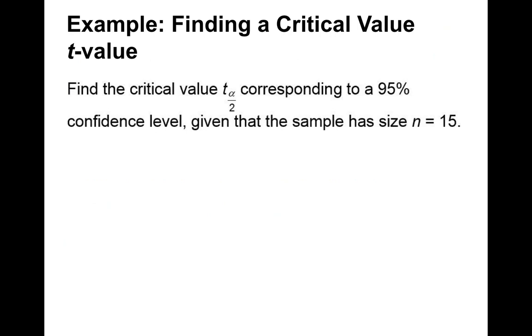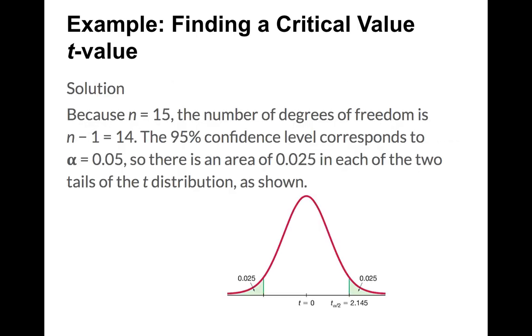Let's talk about finding the critical values, T sub alpha. Okay. If we have a confidence level of 95% and we have a sample size of 15, how do we find these critical values? Because n is 15, our degrees of freedom, n minus 1, is 14. Because our confidence level is 95%, the area to the right of the T sub alpha over 2 is going to be 0.025, just like it was for the critical value when we did population proportions.